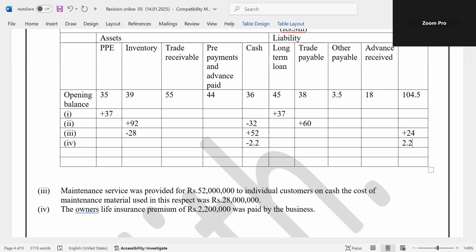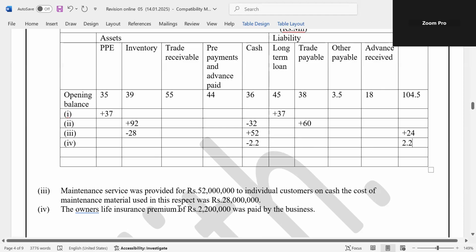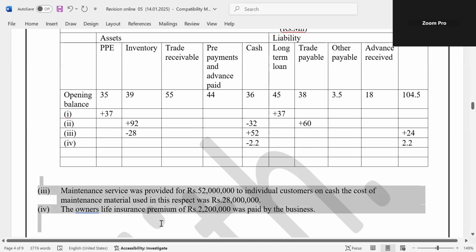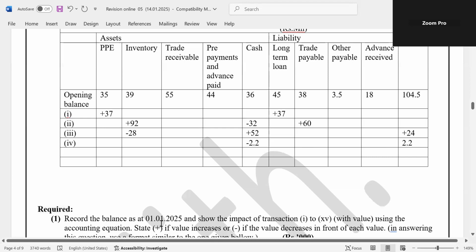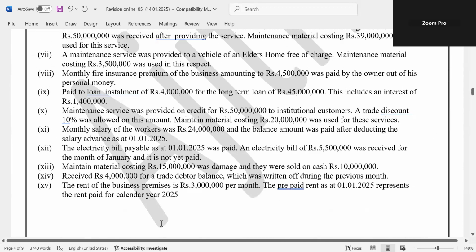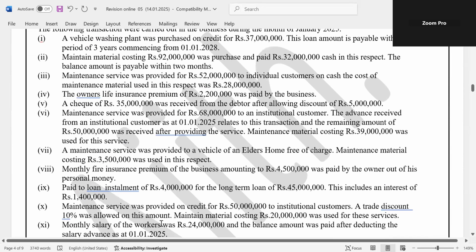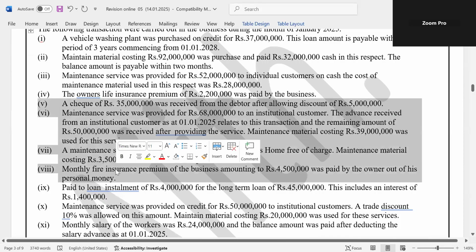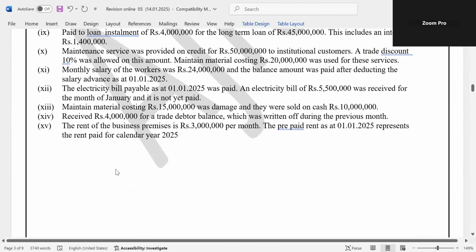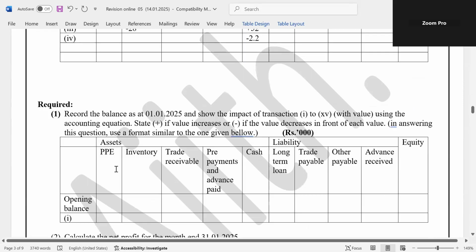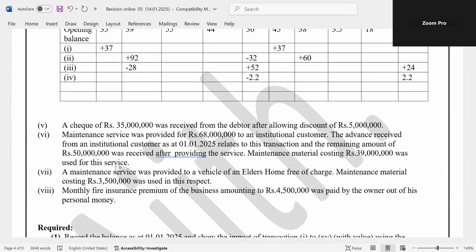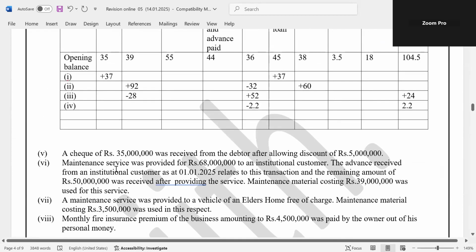Think of the next one, 5. There are 15 transactions available. Think of transaction 5, how it is recorded.